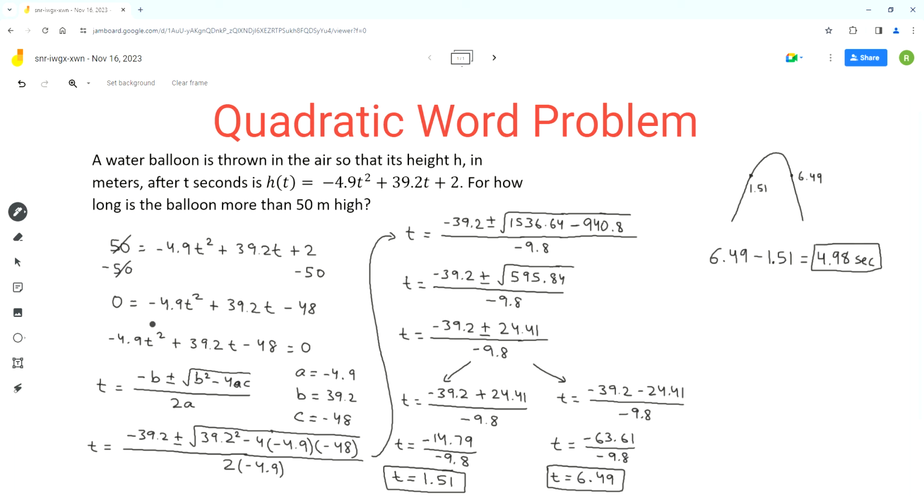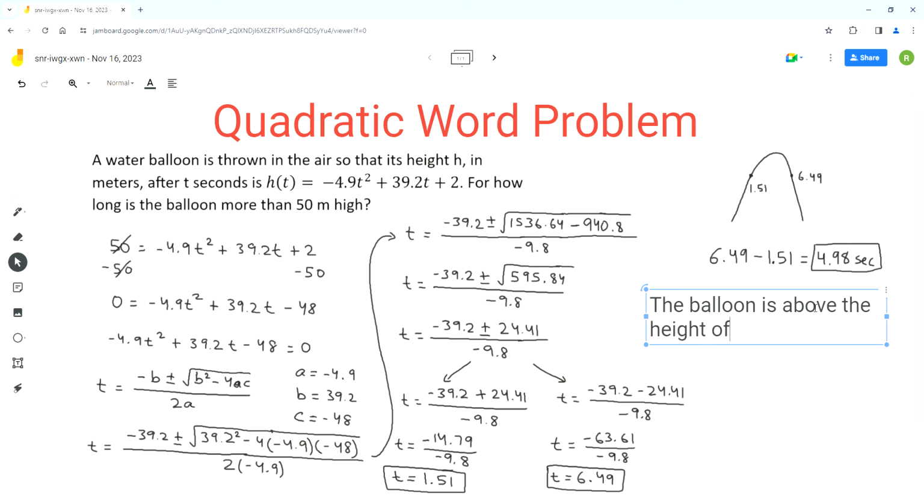And it's a word problem, so we can write a closing statement. So the balloon is above the height of 50 meters for 4.98 seconds.